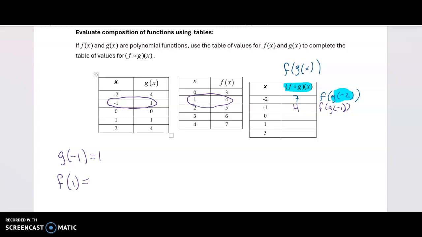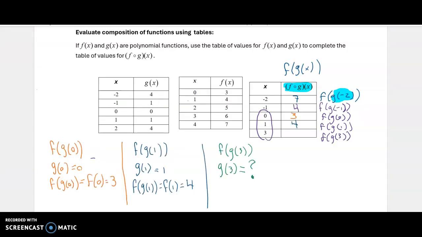Follow the pattern and see if you can find the last three answers. We're looking for f of g of 0, f of g of 1, and f of g of 3. Pause the video, get those answers, and then check. Hopefully you've tried all three at this point and you can check your answers.